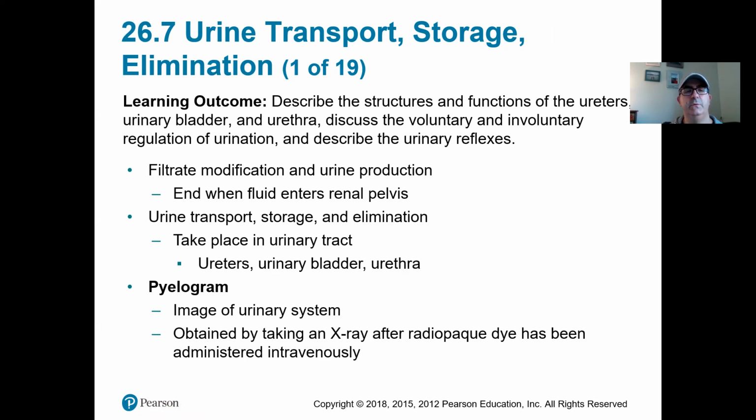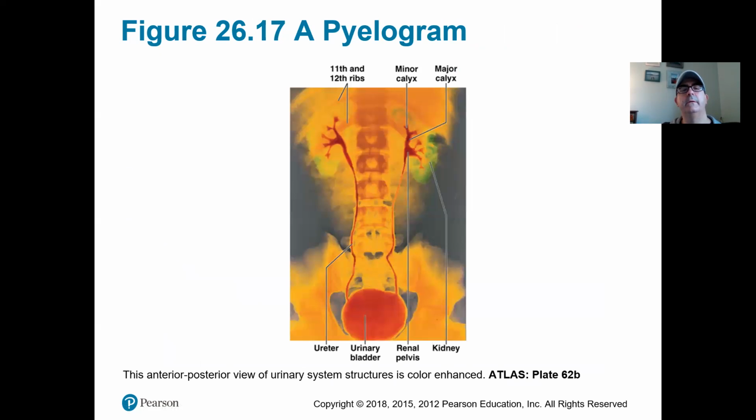So then we get to the transport, storage, and elimination of urine, right? Again, you want the urine to be transported and stored in your bladder, and eliminated by your bladder. This is a picture showing the urine leaving the kidneys. So these are the minor calyces and major calyces, renal pelvis, ureter, down to the bladder.